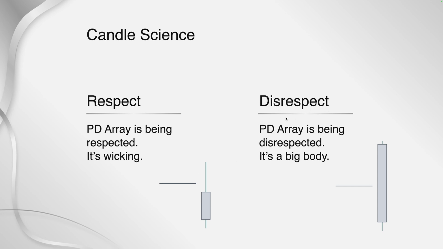Then we also have disrespect. And disrespect is the exact opposite of respect. So the PD array is being disrespected. It's a big body. This right here is again that premium array, the exact same scenario like we saw with the respect. But now we have a big body going higher. That indicates that we are not respecting that premium array, and that tells a different story about the overall direction.